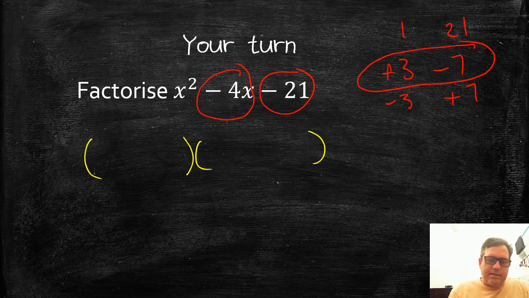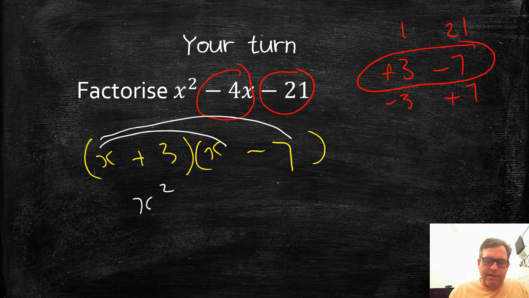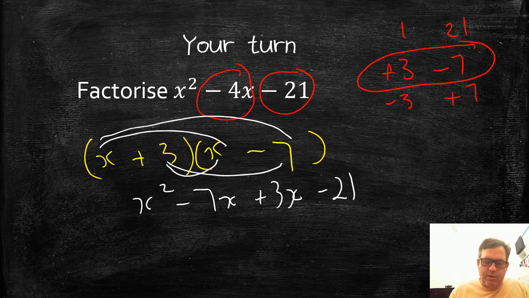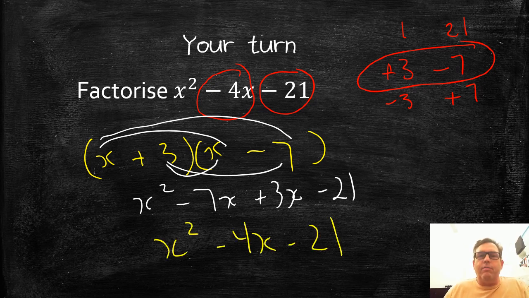So I've got my brackets. There is no highest common factor. X times x is x squared. I need a plus 3 and a minus 7. We can always check it. X times x is x squared. X times minus 7 is minus 7x. 3 times x is 3x. 3 times minus 7, minus 21. Simplify, which means combine my like terms, and I have what I'm looking for.